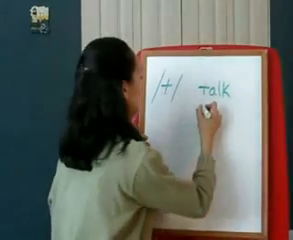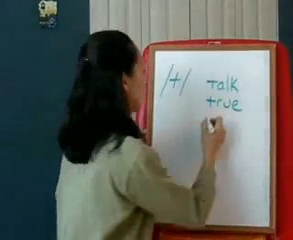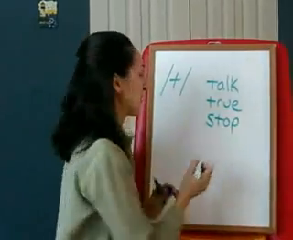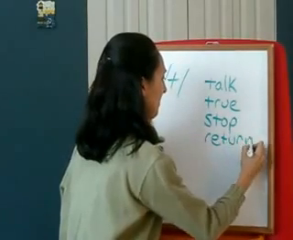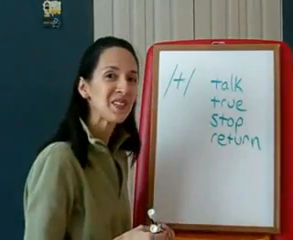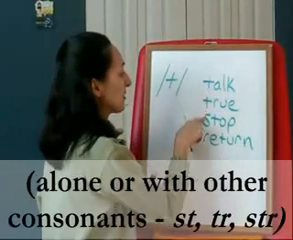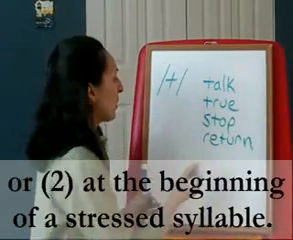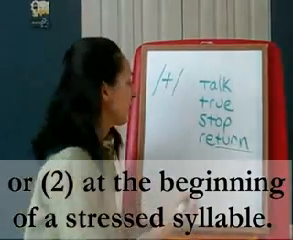talk, true, stop, return. So the true T occurs at the beginning of words, either alone or with other consonants, or at the beginning of a stressed syllable.